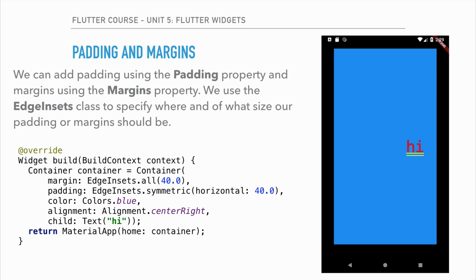Anyway, to add padding we can use the padding property, and margins using the margin property. These are both properties built into the container, and since the container is essentially a rectangle, we can add a margin to it. The margin essentially just means how much space we have between it and its parent widget.